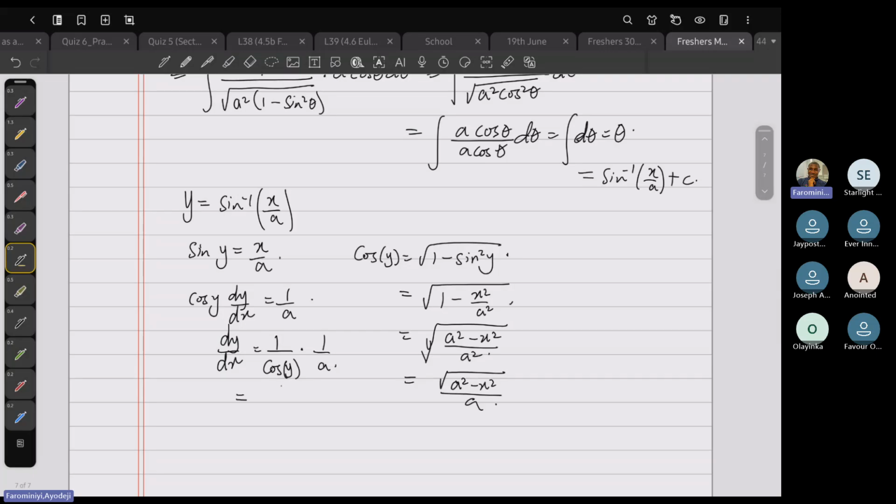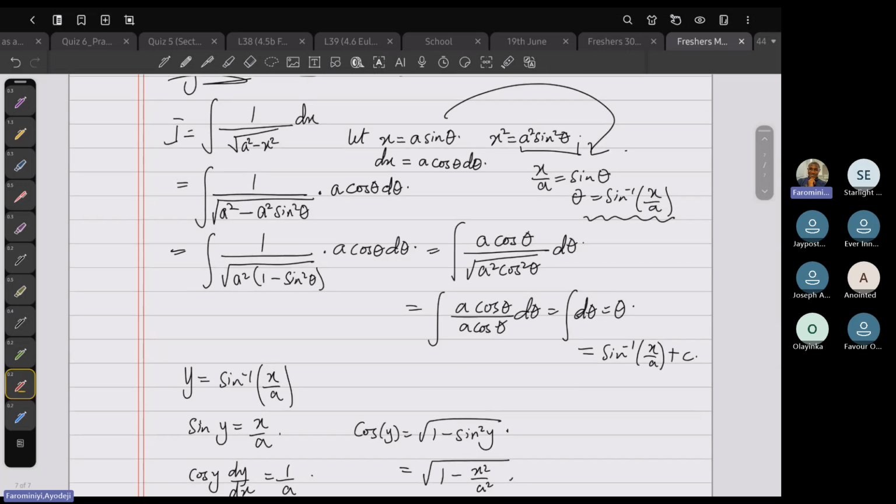So this is 1 over the square root of a squared minus x squared over a, times 1 over a. The a's cancel out, and we are left with 1 over the square root of a squared minus x squared. So it means we are correct. So this is generally what happens when you have 1 over the square root of a squared minus x squared.